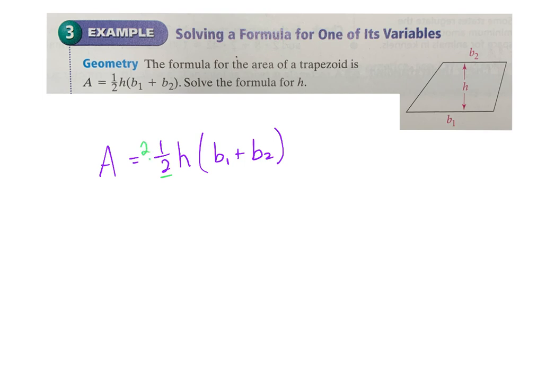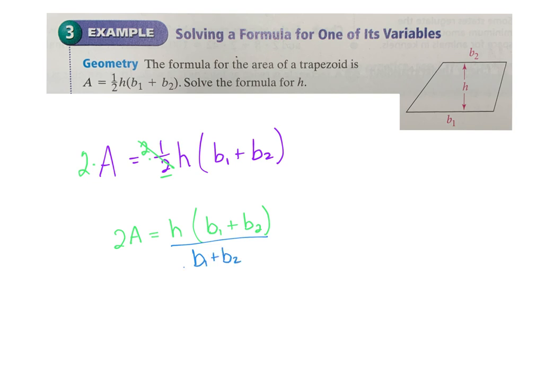So dividing by the 1/2 is multiplying by the reciprocal. So I can multiply this by 2. I'll get rid of the 1/2. And I multiply that by 2. So now I have 2a equals h times base 1 plus base 2. All right. Now I need the h by itself. I can divide by that entire group. I can divide by base 1 plus base 2.